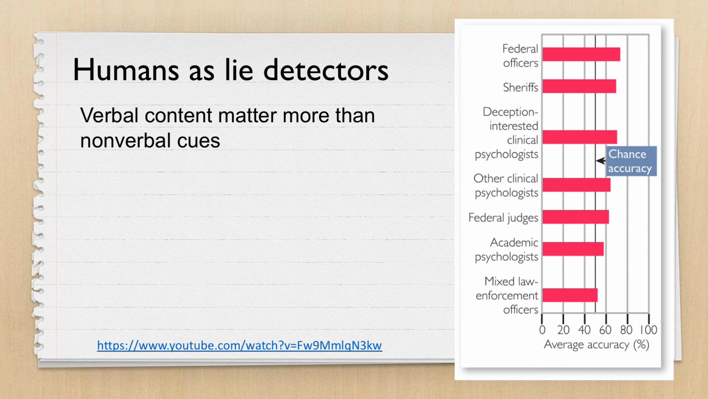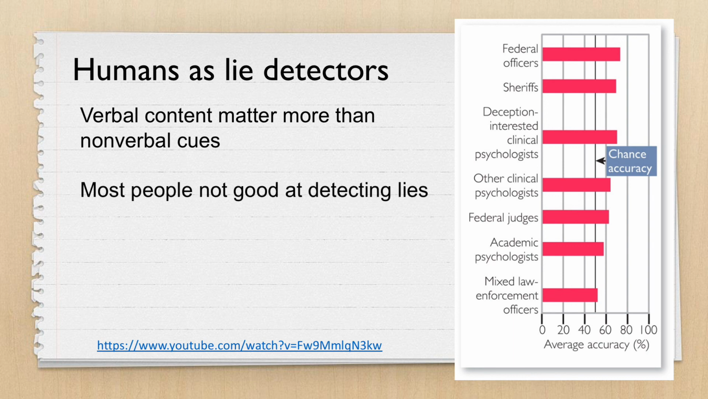Even the people that are supposed to be the very best at detecting lies are not able to do so much above chance. They do a bit better, like federal officers, sheriffs, and deception-interested clinical psychologists, which suggests that practice and training does help. But there is pretty much no correlation between how confident we are in our ability to detect lies and how accurate we actually are in detecting lies.